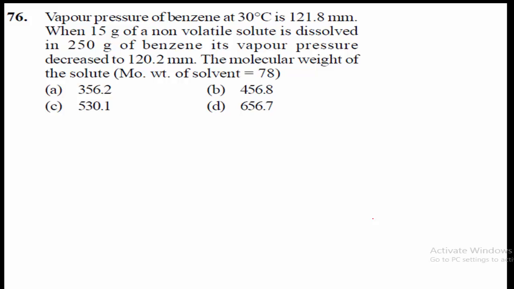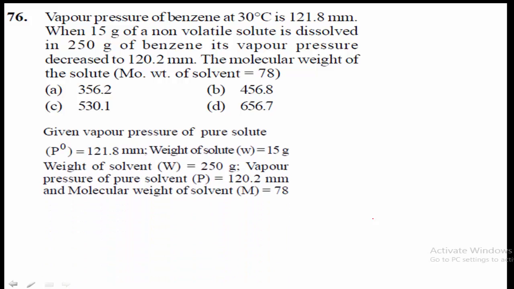76. Vapor pressure of benzene at 30 degrees Celsius is 121.8 mm. When 15 gram of a non-volatile solute is dissolved in 250 gram of benzene, its vapor pressure decreased to 120.2 mm. The molecular weight of the solute will be, here the molecular weight of solvent is given, that is 78. So first of all, write down what they have given in the problem.